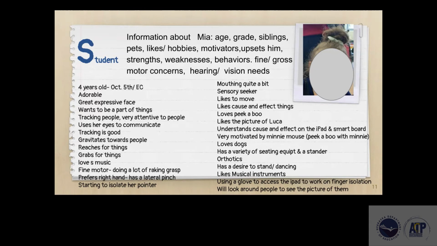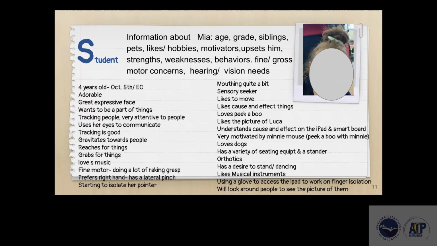So for example, Mia here. So let's make sure we know we're on the same page with what her age is, her grade, siblings that she has, any pets, hobbies, motivators. We always want to make sure that we have those high motivating things ready to go, programmed in the devices, because we want to show the power of using this tool right off the bat and make it as fun as possible. Then we also gather information about things that maybe upset the student, strengths, weaknesses, behaviors, any fine motor or gross motor concerns. That's where our occupational therapists and physical therapists are very helpful in that. And if they do have hearing or vision needs as well.